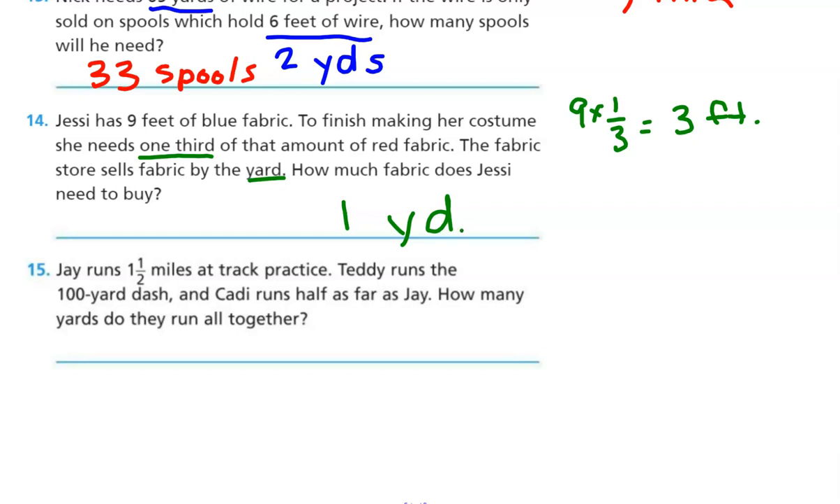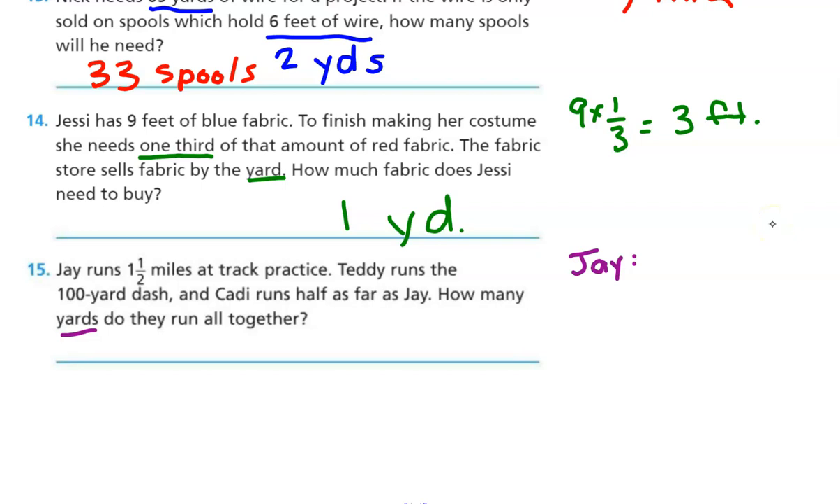Okay, let's talk about Jay. Jay runs 1.5 miles at track practice. Teddy runs the 100-yard dash, and Katie runs half as far as Jay. How many yards do they run all together? Well, that's a lot. I can tell here, though, that I do need my answer to be in yards. So I'm going to start first with Jay, and I'm going to try to figure out how many yards that is.